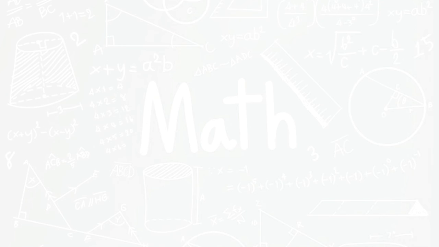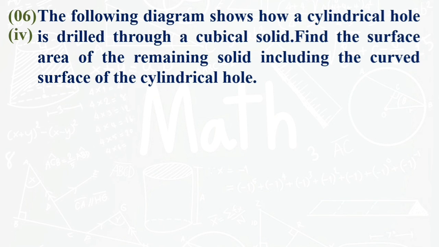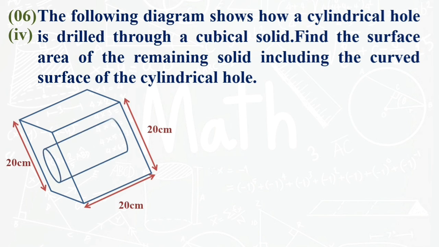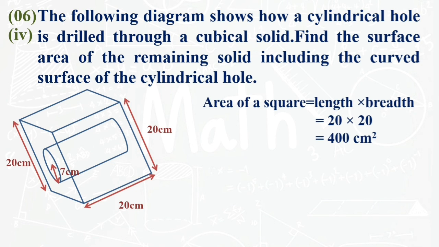Okay, let us move on to another question. The following diagram shows how a cylindrical hole is drilled through a cubical solid. Find the surface area of the remaining solid, including the curved surface of the cylindrical hole. So there is a cubical solid and the height is 20 cm, breadth is 20 cm as it is a cube, length is 20 cm. Then it is drilled through with a cylindrical hole. The radius of the cylinder is 7 cm.